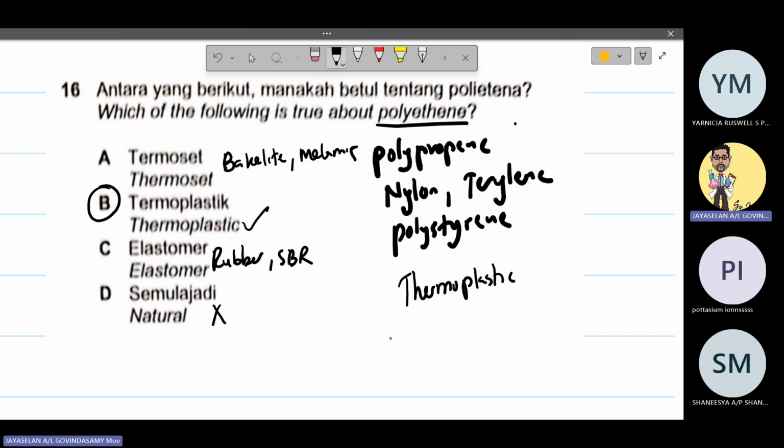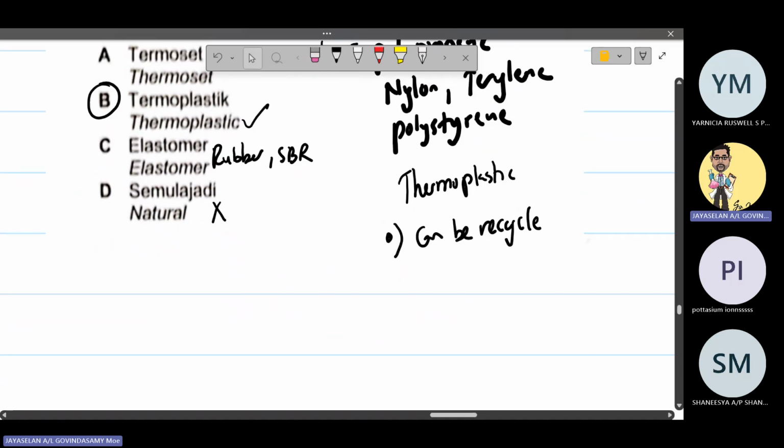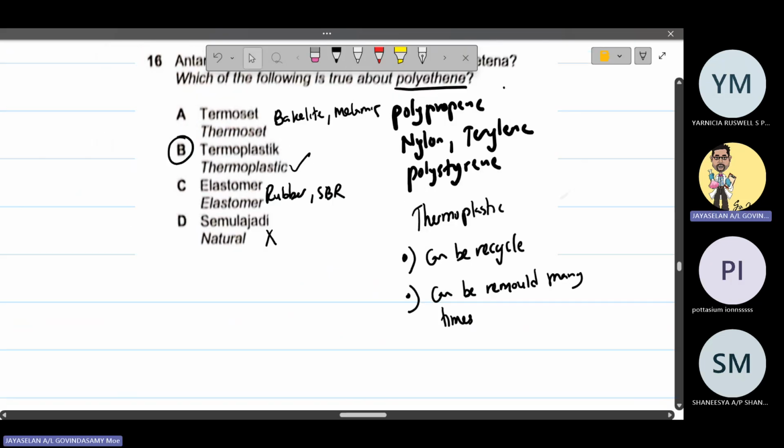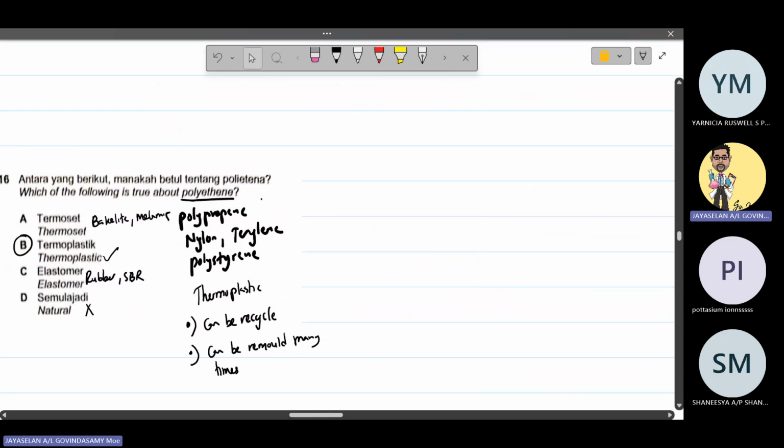Thermoplastic. If they ask two properties, very simple, don't waste your marks. Two properties: can be recycled, and you put here one more, can be remolded many times. That's all. Any question? No question? Okay, so finish.